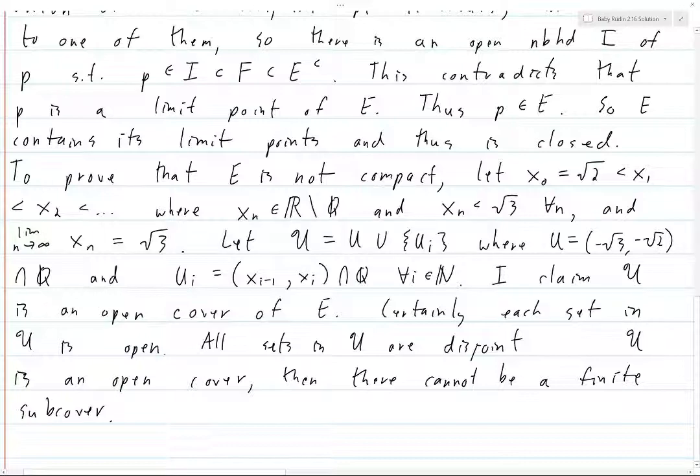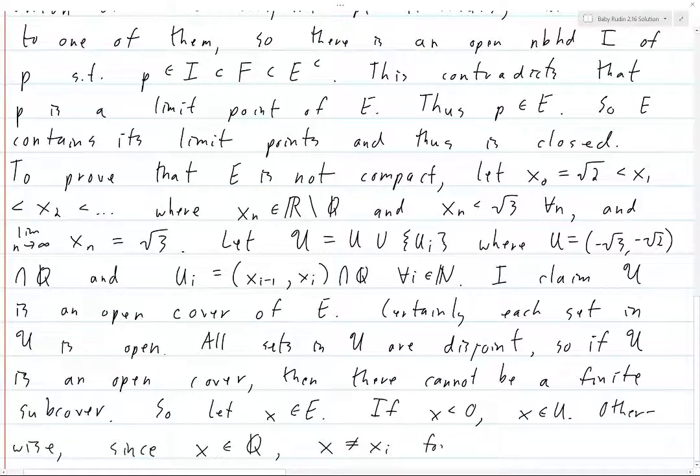Okay, I guess we still need to prove that's an open cover. Alright, so all sets in U are disjoint. So if U is an open cover, then there cannot be a finite subcover. So let x be in E. If x is negative, then x is in U. Otherwise, since x is in E, x is irrational, x is not equal to xi for any i.